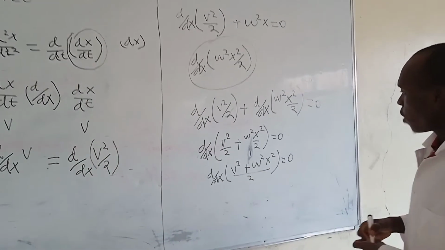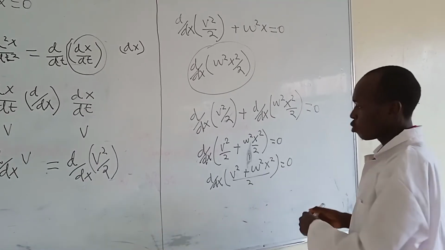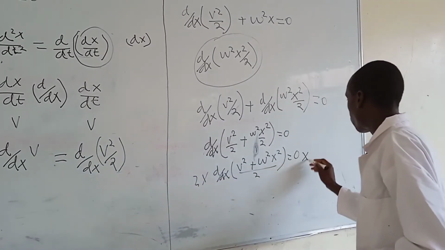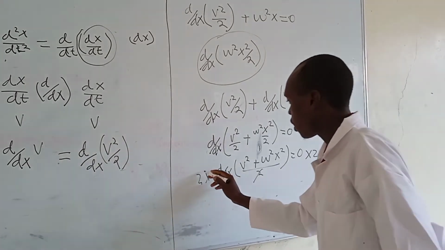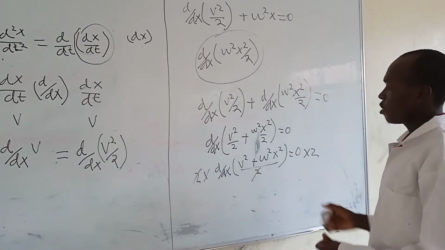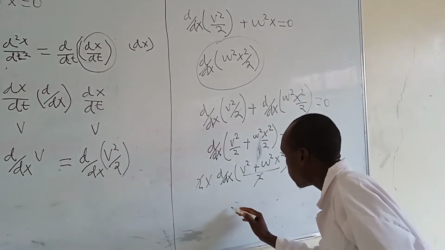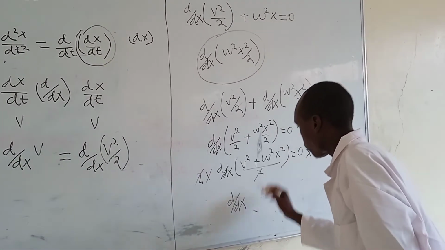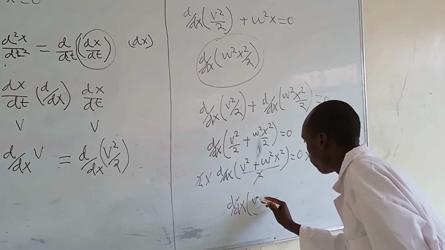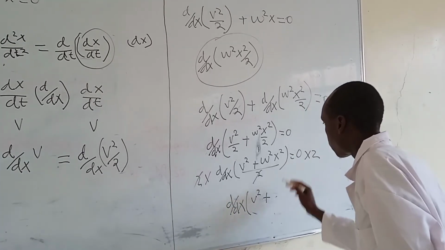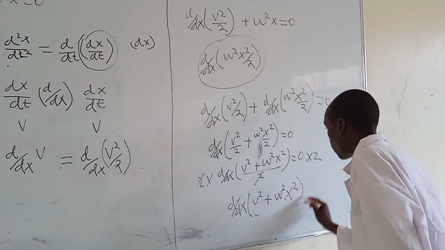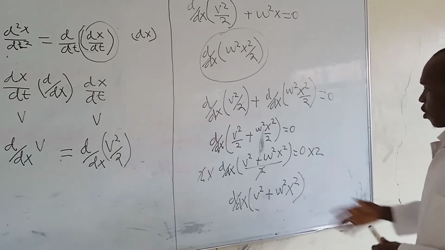Now, you multiply by 2 so that we can eliminate 2 on the denominator. We shall have times 2, then times 2. So these 2 shall cancel with this, then 2 times 0, we shall have 0. So we shall write the final one as d all over dx in brackets v squared plus omega squared x squared. Now this becomes our equation.